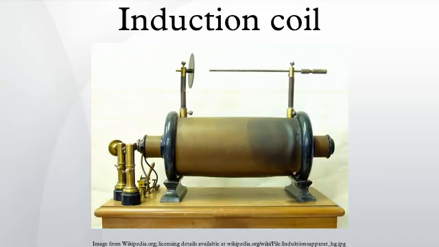Construction and function. See schematic diagram. An induction coil consists of two coils of insulated copper wire wound around a common iron core. One coil, called the primary winding, is made from relatively few turns of coarse wire. The other coil, the secondary winding, typically consists of many turns of fine wire.